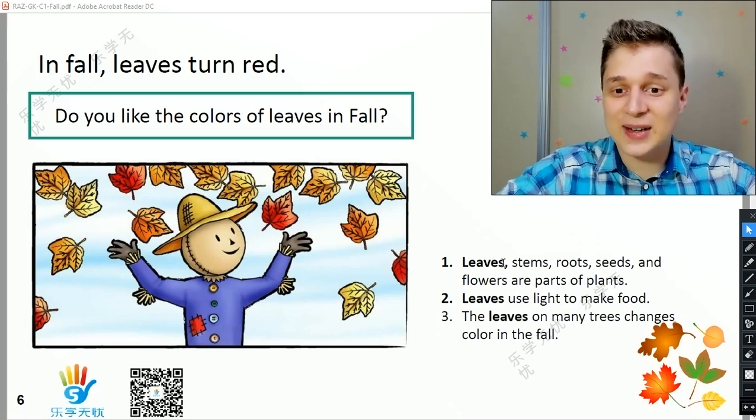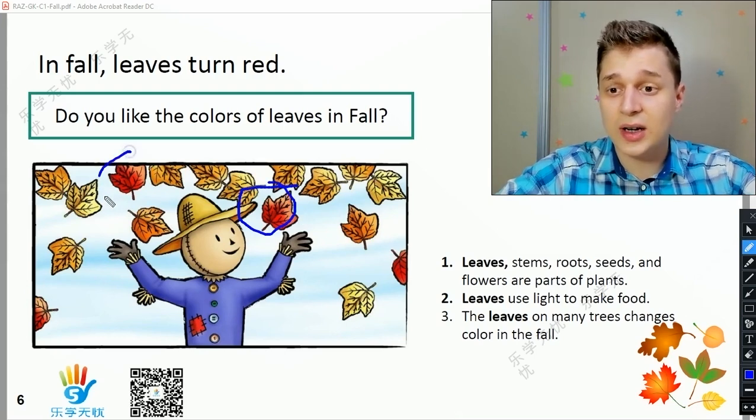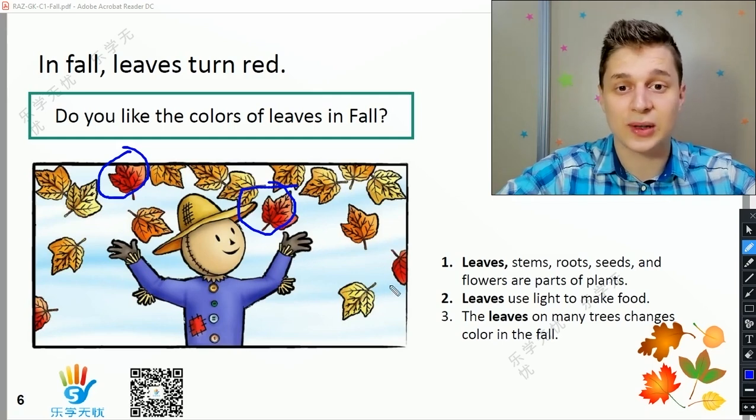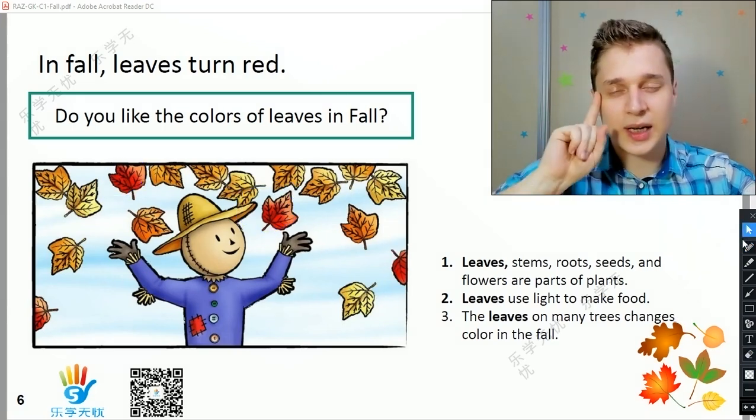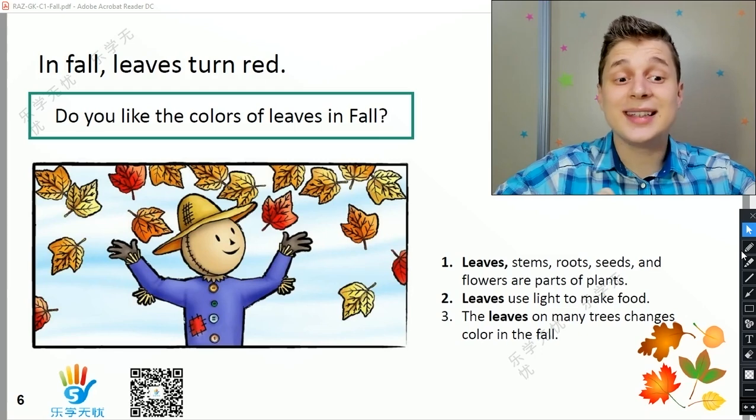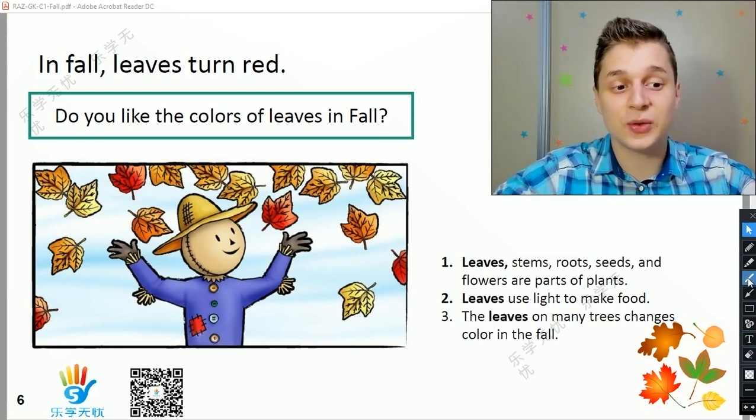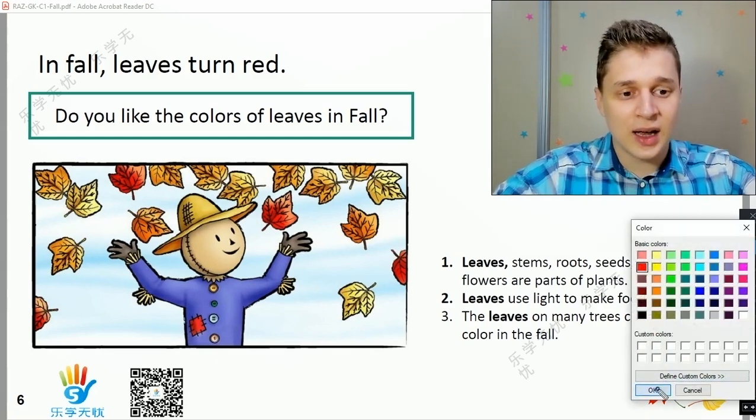Now, we can also see some leaves on this picture are not orange. They are red. That's right, some leaves turn red in fall. I love these colors. And it's not just orange and red. If you take a good look, you can see many shades of orange, many shades of red. What does this mean? Well, let me show you guys.